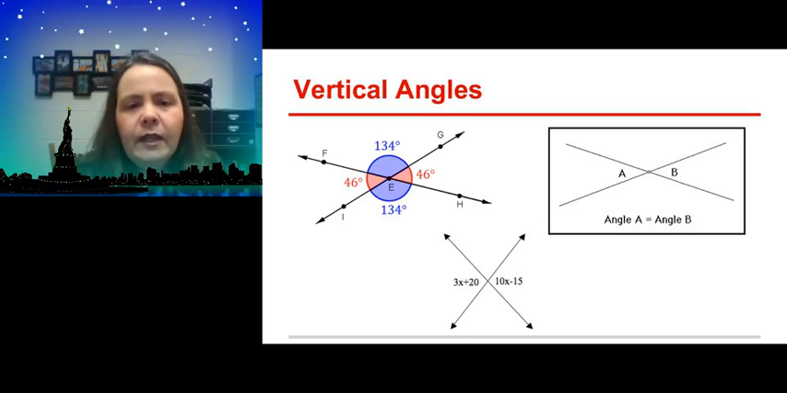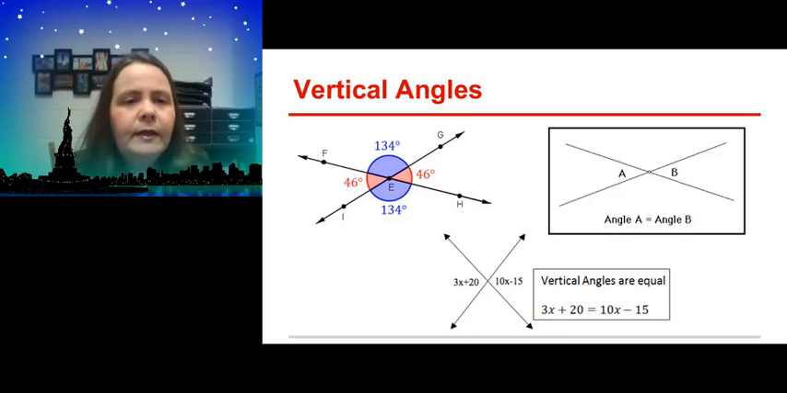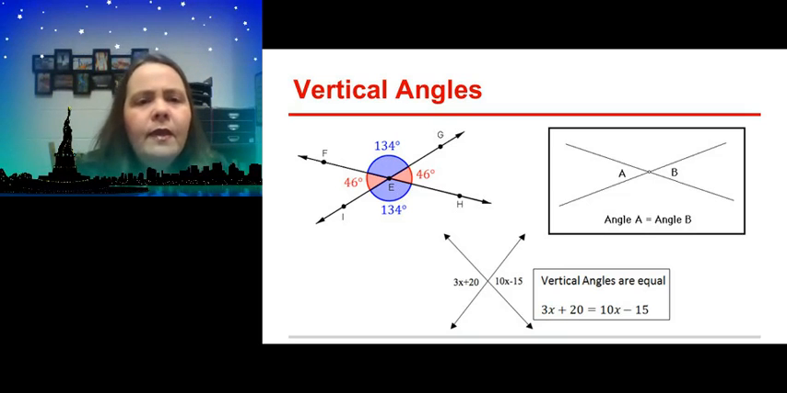And we can use that relationship down there in the final example with the 3x plus 20 and the 10x minus 15. We could actually solve those for x because we have 3x plus 20 equals 10x minus 15. We have an equation with variables on both sides, but we could solve that, and we will solve some of those momentarily.